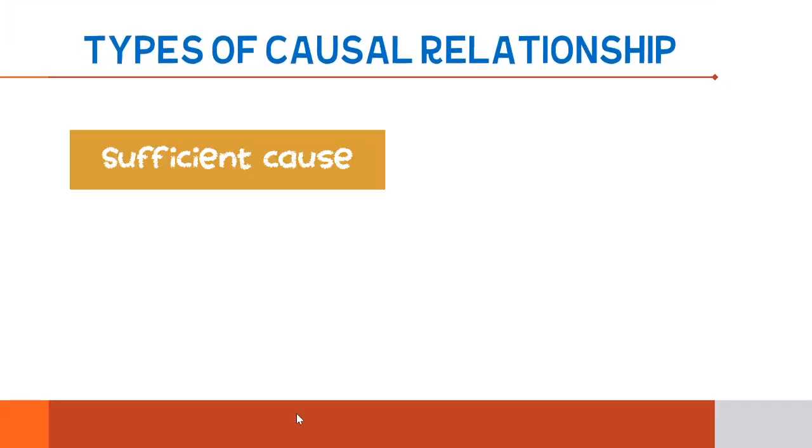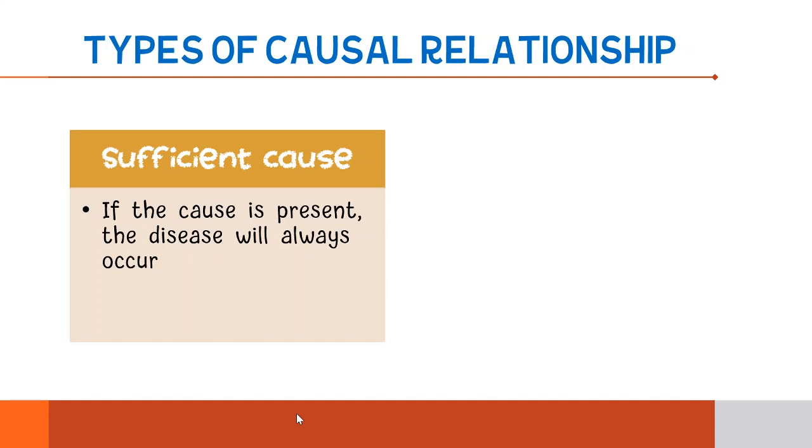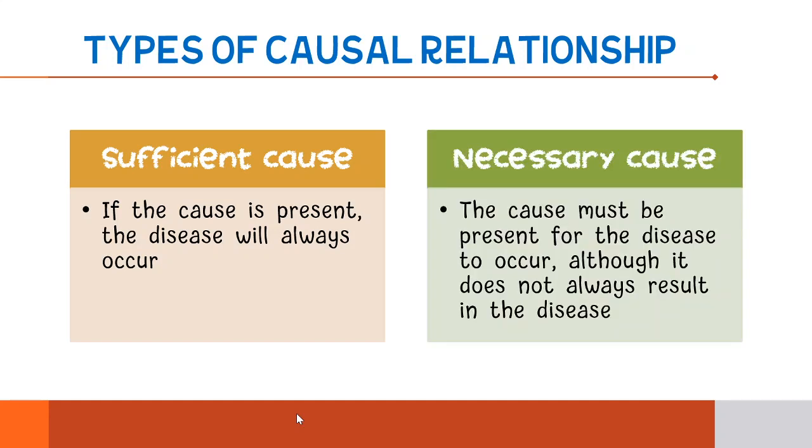So starting with sufficient cause. Sufficient cause means that if the cause is present, the disease will always occur. Whereas for the necessary cause, the cause must be present for the disease to occur, although it does not always result in the disease. Now, remember the definitions of these, since knowing the definitions of sufficient and necessary would make you understand better the four types of causal relationship.